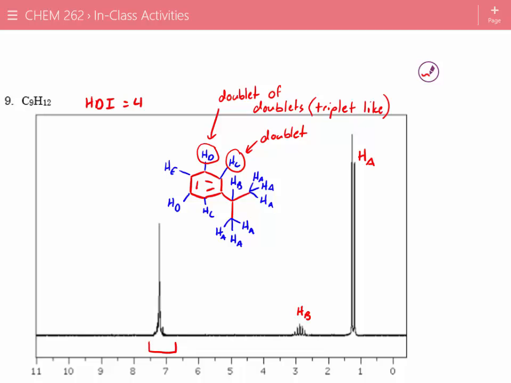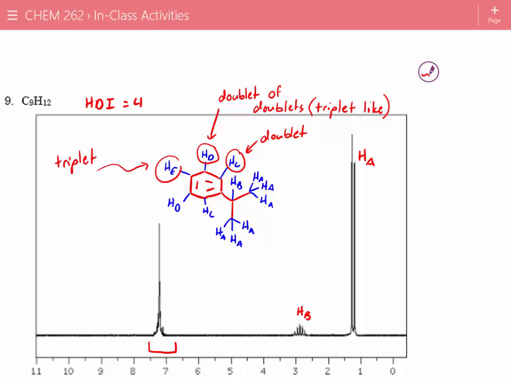Oftentimes you can make out those doublet of doublets, other times you can't very easily. And then if we take a look at HE, it's got 2 3-bond neighbors, and these HDs, one 3-bond neighbor. And in this case, they're equivalent HDs, right? So let me rephrase this and step back. These HDs, there are 2 of them in that position, so we can say that this one should be split as a triplet.